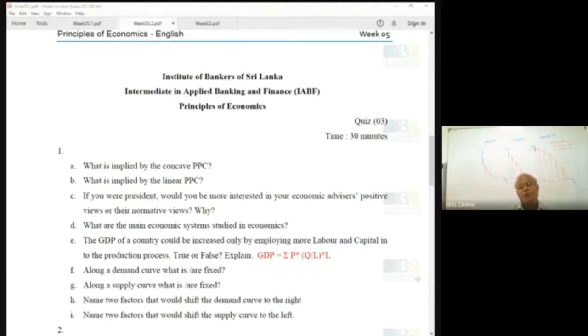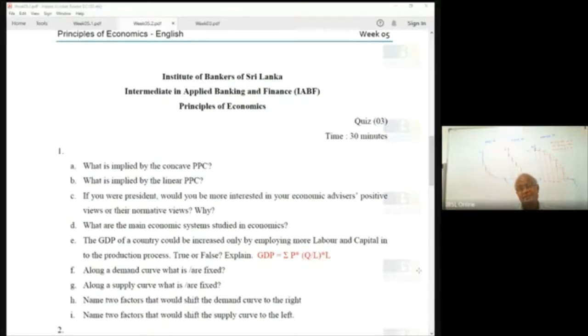The statement is false. So they say GDP could be increased only by employing more labor and capital into the production. But no, keeping the same number of workers and the same number of machines, if you can increase the labor productivity, capital productivity, you can increase the output.